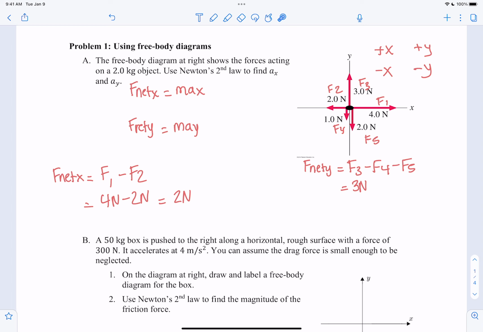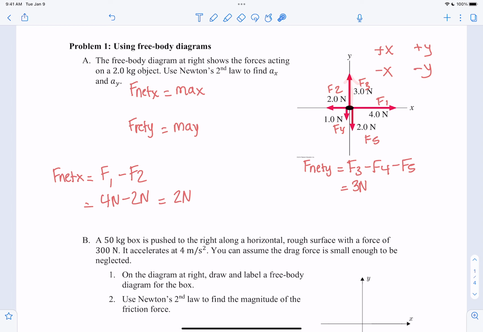Okay, someone told me that the writing is not showing up again. This is phenomenal. Okay, can you guys see the F3 minus F4 minus F5 here? Okay, great.